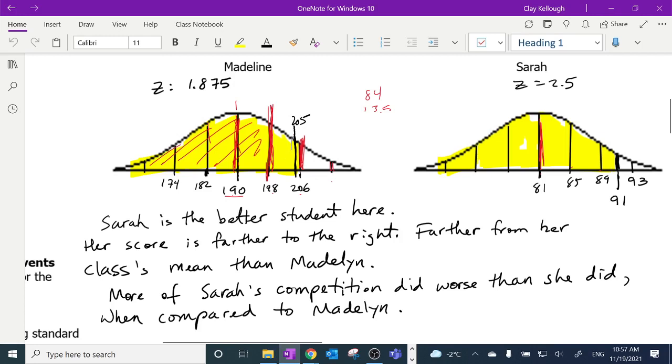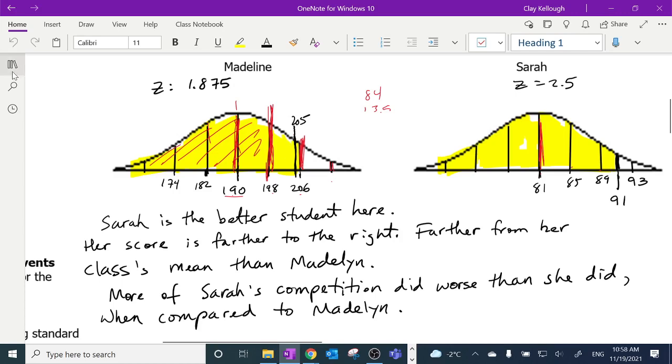But we still have one question I wanted to answer. What percent of the class did Madeline beat versus what percent of the class did Sarah beat? Now we know Sarah's is higher, but we don't know the exact number. Like if she was right on this line, right? If she was right on the middle, we know she beat 50% of the class. If she was right on this line, she beat 50% plus, remember this bar here is 34%. But what happens when you're not right on one of those lines? That's what we're going to learn how to calculate today. What percentage does a z-score correspond to?